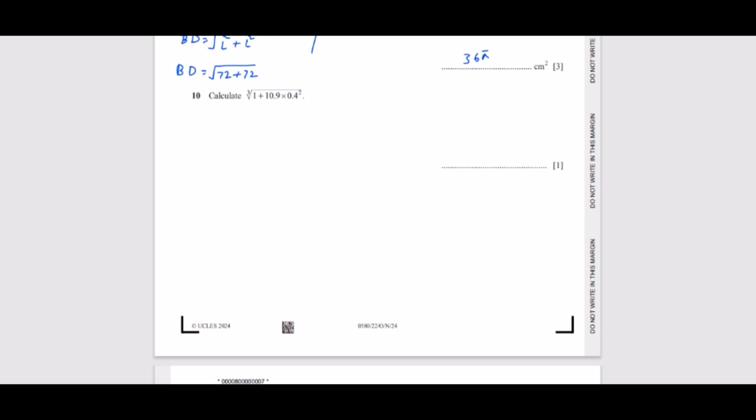Question number 10. Calculate the cube root of 1 plus 10.9 multiplied by 0.4 squared. So calculate the values inside the cube root, that is equal to 2.744. Taking the cube root of this number, that is equal to 1.4. The final answer is 1.4.